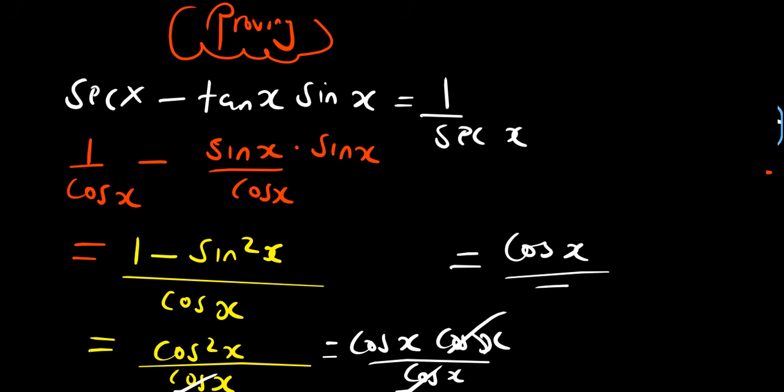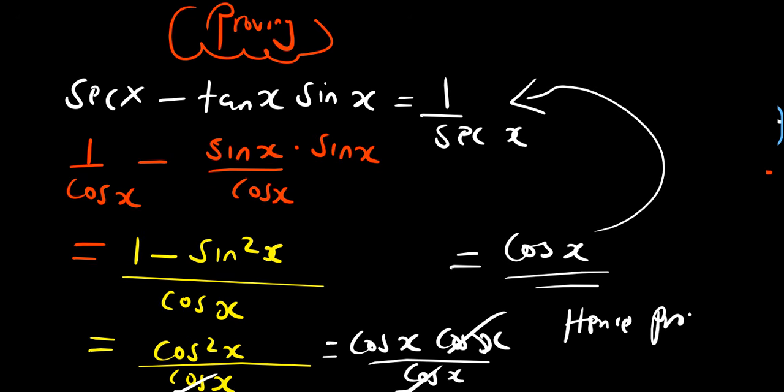And is cos x the same as 1 over sec x? Yes, they are the same, because one is just the opposite of the other. So therefore we've proven, and you're going to write hence proven. So that's how you solve this one.